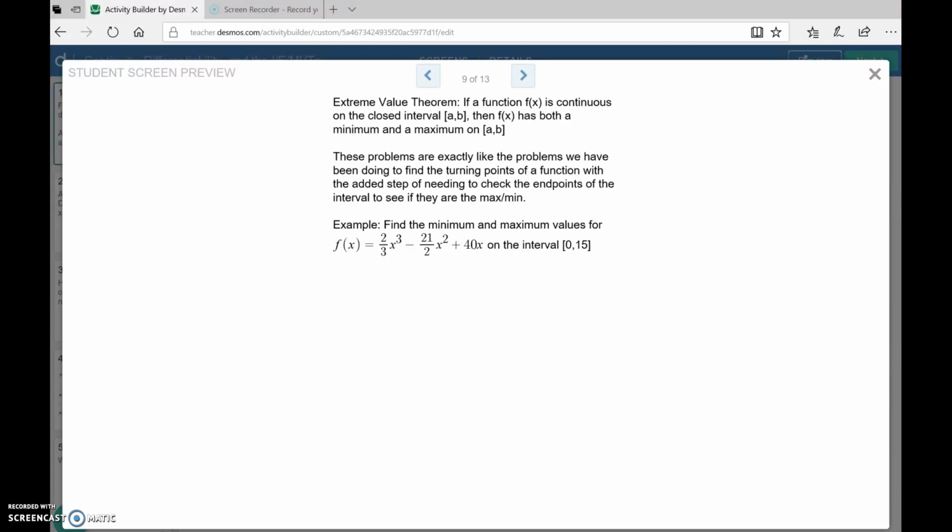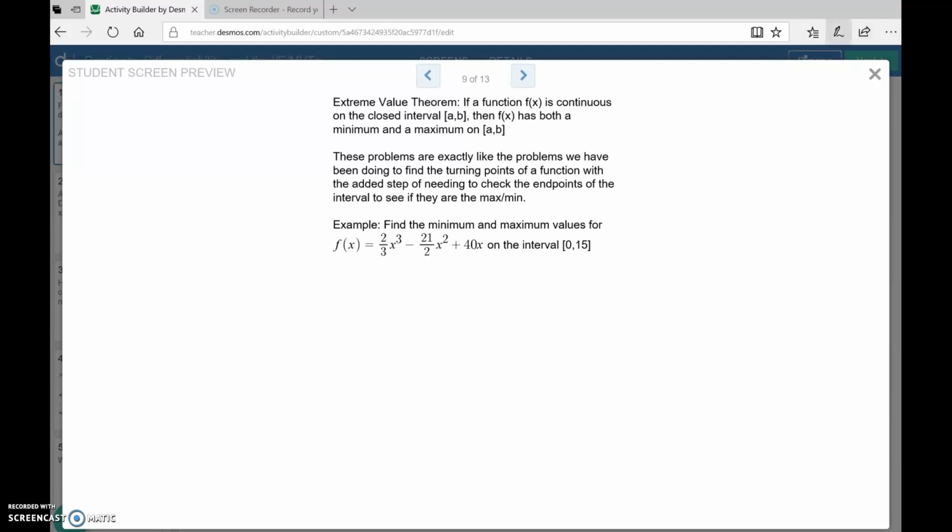All this theorem is saying is that if you are looking at a closed interval, so that means the two endpoints are included, then the function has both a minimum and a maximum on that interval. The new thing here is that the minimum and maximum on that interval might be at the endpoints. It may not be the turning points.